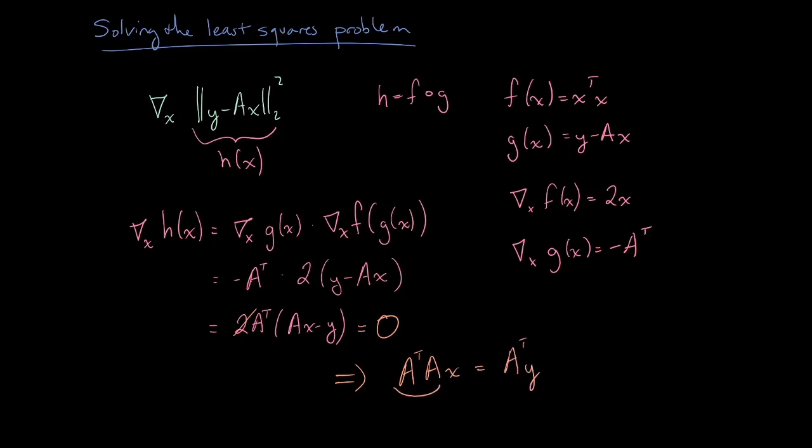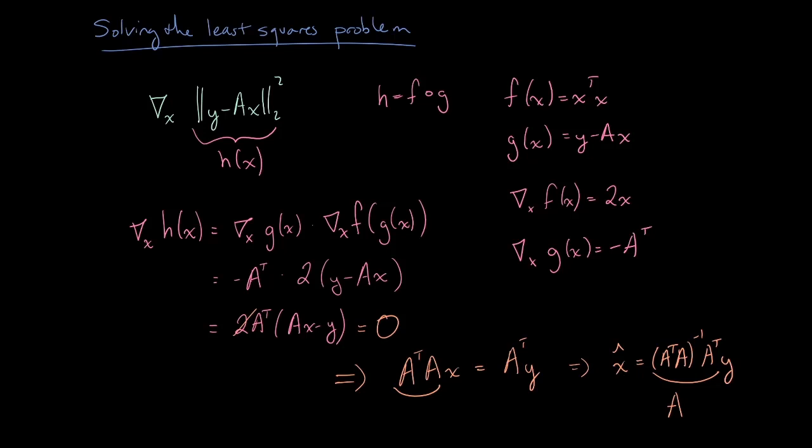If A transpose A is invertible, this means the solution to our optimization problem can be written as A transpose A inverse times A transpose y. This is one formula for what is called the pseudo-inverse of A. It's often denoted by A dagger. And as long as A transpose A is in fact invertible, this does indeed provide the optimal least squares estimates, i.e. the solution to our original least squares problem of minimizing this function that I'm calling h of x here.